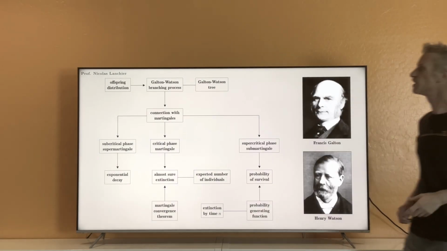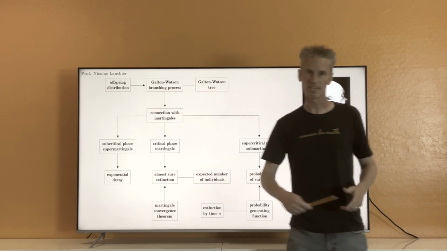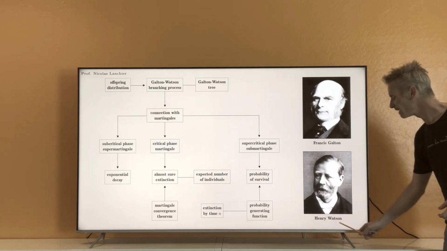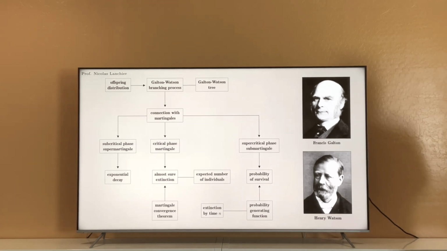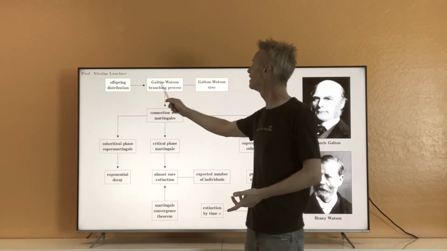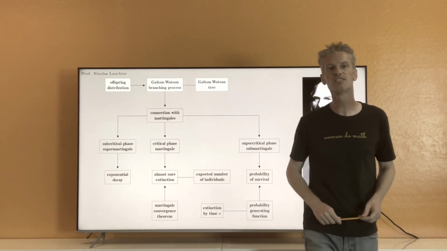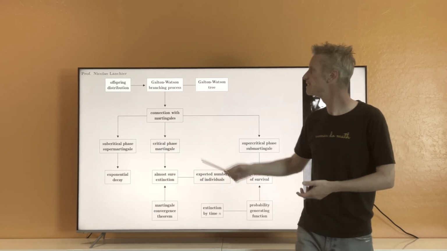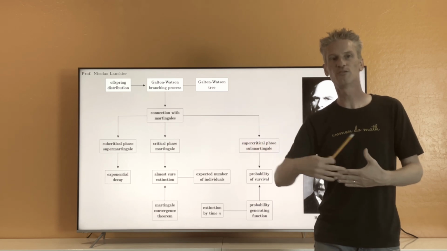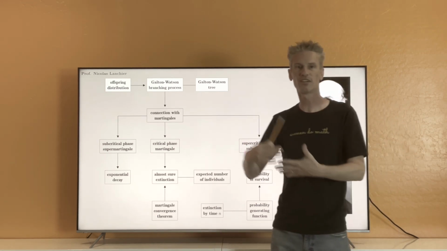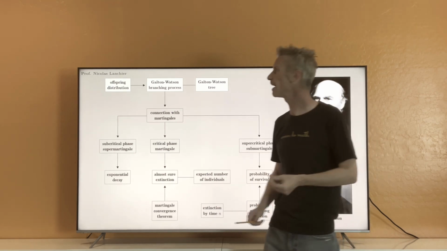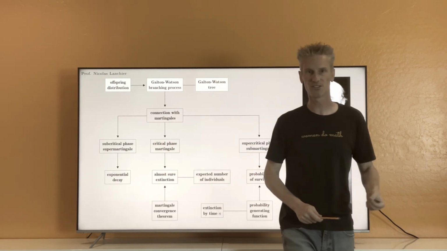Like the name suggests, Galton-Watson branching processes were introduced by Francis Galton and Henry Watson. First, I'm going to give you a rigorous definition of what we mean by Galton-Watson branching processes. We'll see that those processes describe the dynamics of a population, keeping track of the size of a population over time. And those processes are characterized by something that we call the offspring distribution.